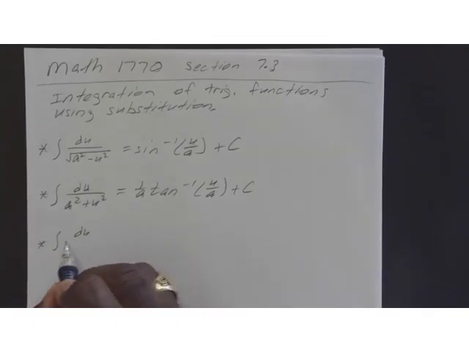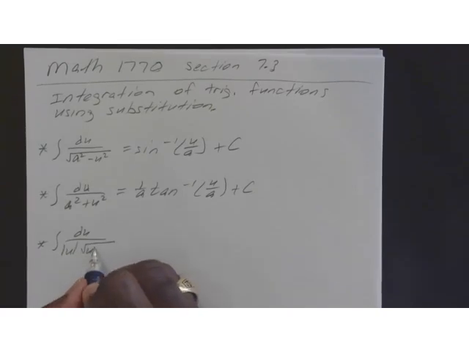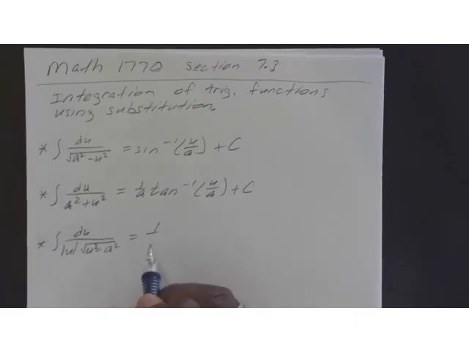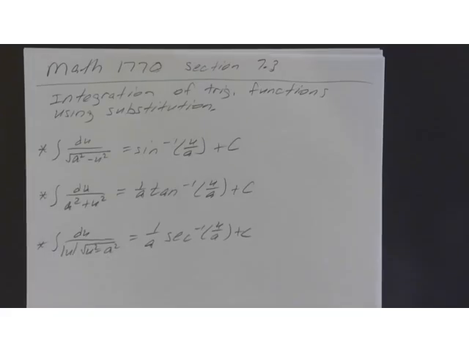And the integral of du divided by the absolute value of u times the square root of u squared minus a squared, that's equal to 1 over a times secant inverse of u over a plus c. Where we know that a does not equal 0.